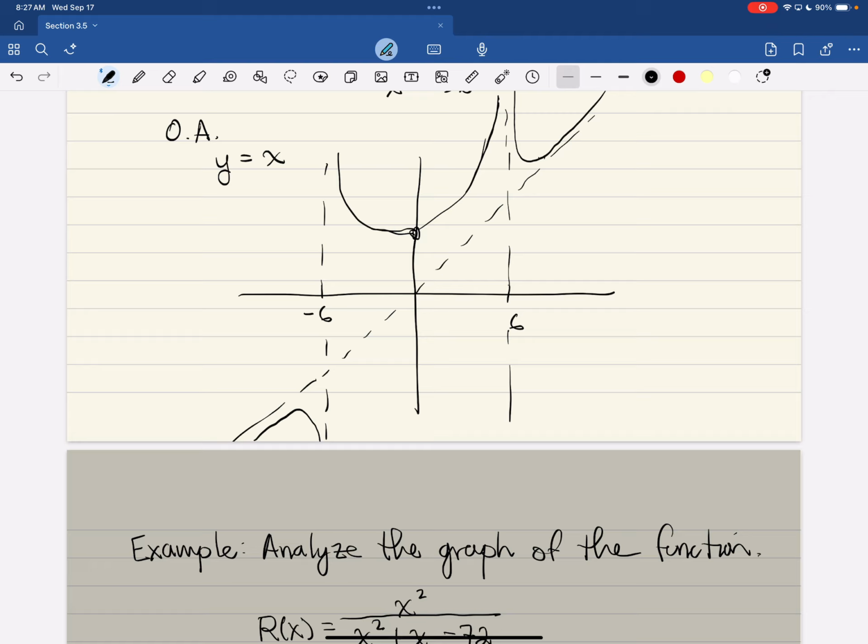I'm concerned though about this middle one. Let's double check. As I approach, say, -6 from the right, I'm going to have a negative number in the denominator. Yeah, and a negative number in the numerator. I think we're good. Oh wait, no, negative and negative. Yeah, we're good. Okay.